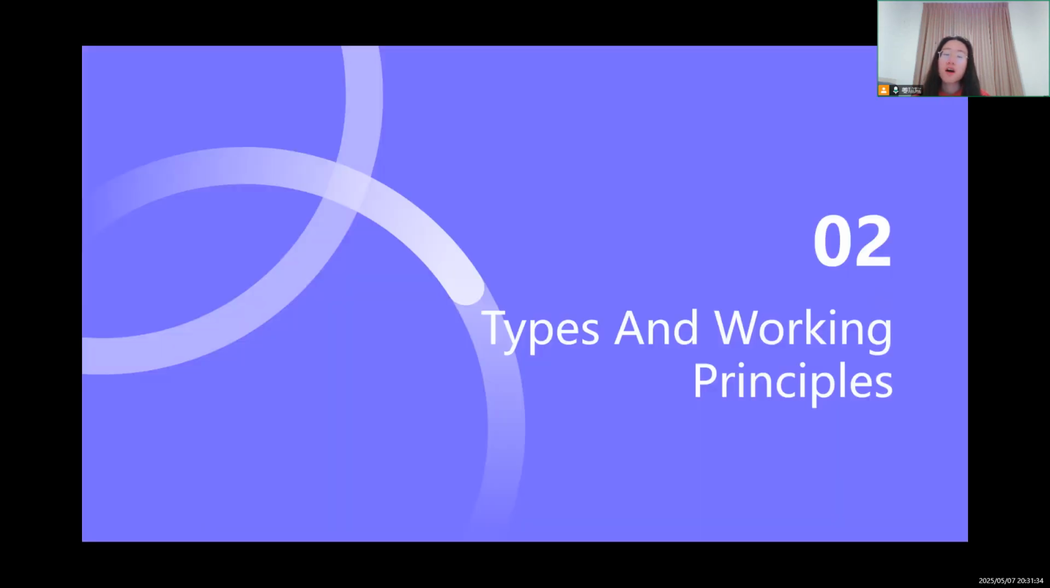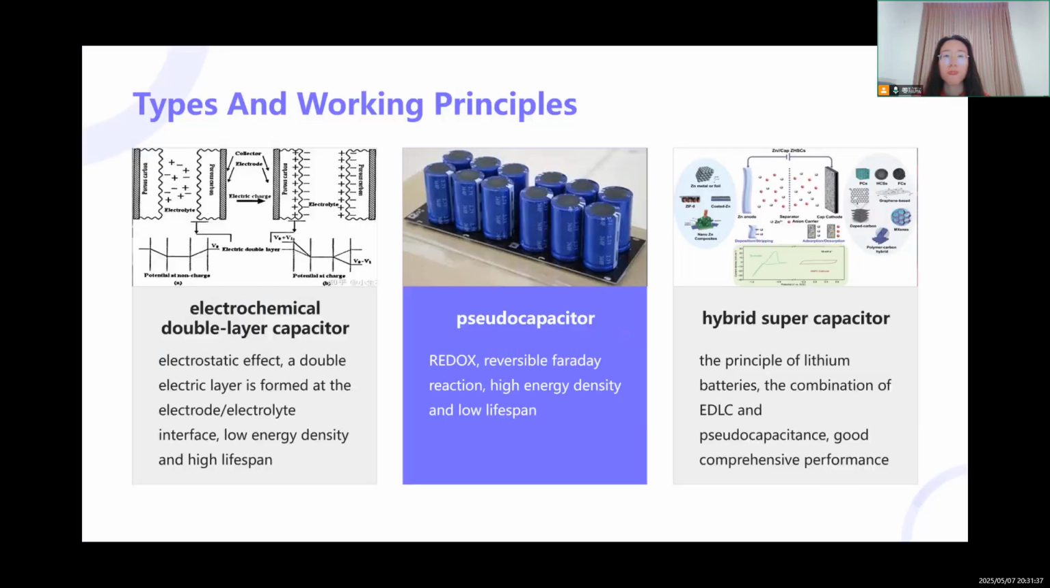For the second part, I will introduce types and working principles. We can see the three parts. First, electrochemical double-layer capacitor. Electrostatic effect. A double electric layer is formed at the electrode-electrolyte interface. Low energy density and high lifespan. Examples are carbon aerogel, activated carbon, carbon arrays, and graphite.